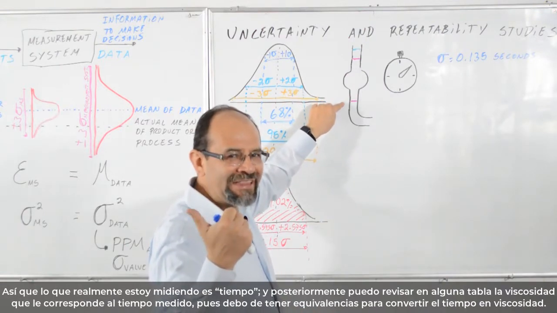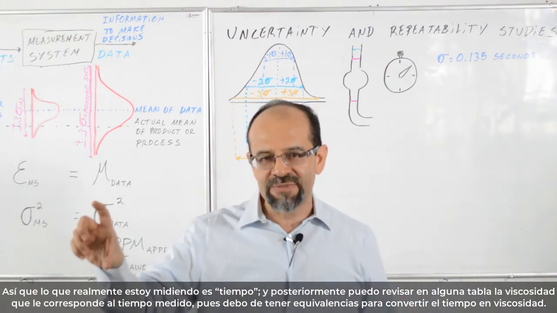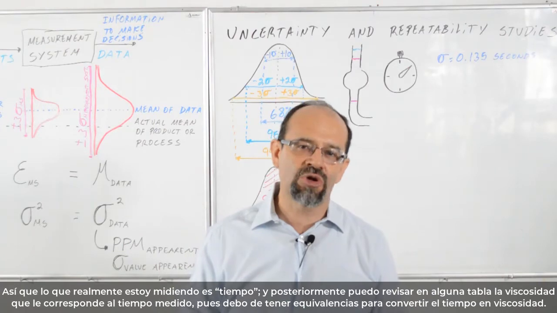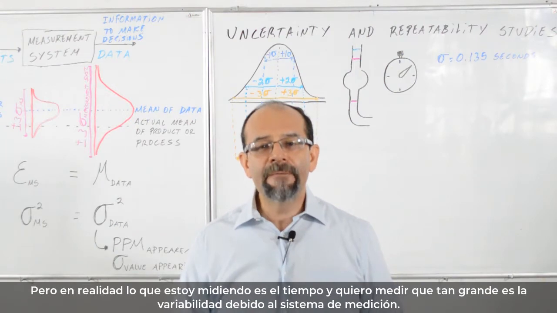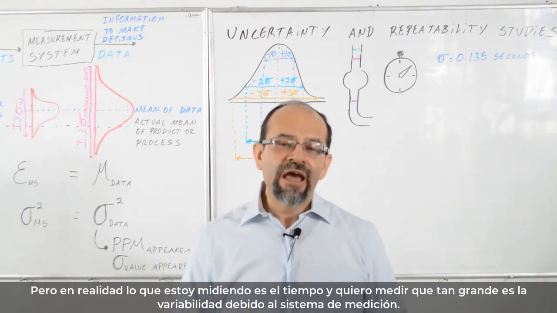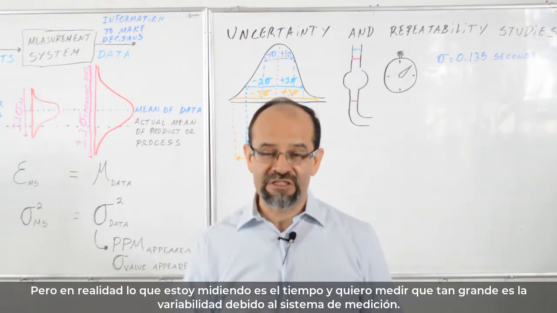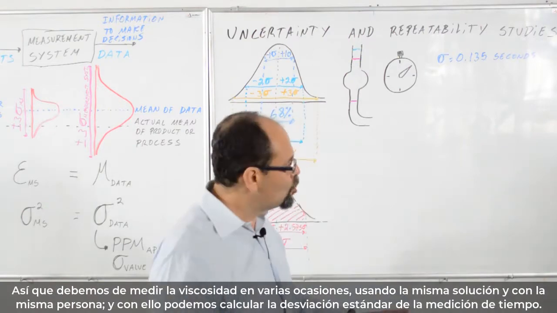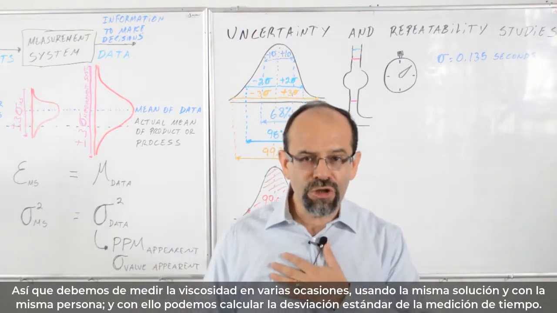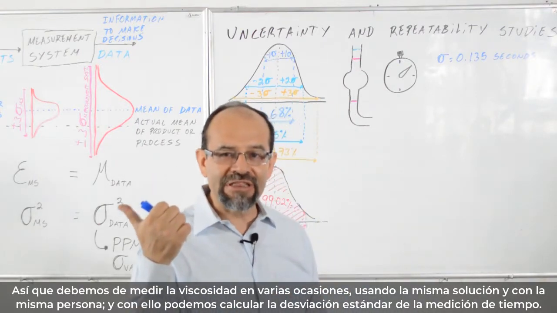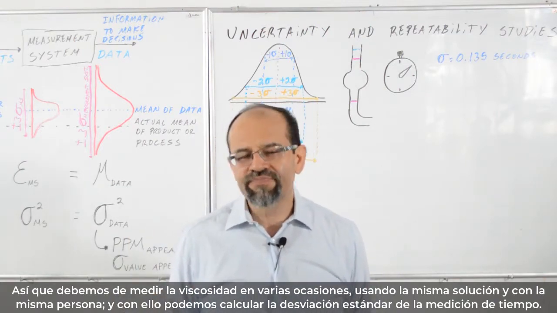So actually I am measuring time, and later, well, I can have a table where this time corresponds to this viscosity, this other time corresponds to this other viscosity. So I have an equivalent to convert the time into viscosity. But in reality I'm measuring time, and I want to, of course, evaluate how big the variability is because of the measurement system. So all I have to do is use the same viscosity, the same solution, the same person, measuring time several times. And with that, we can calculate the standard deviation of time.